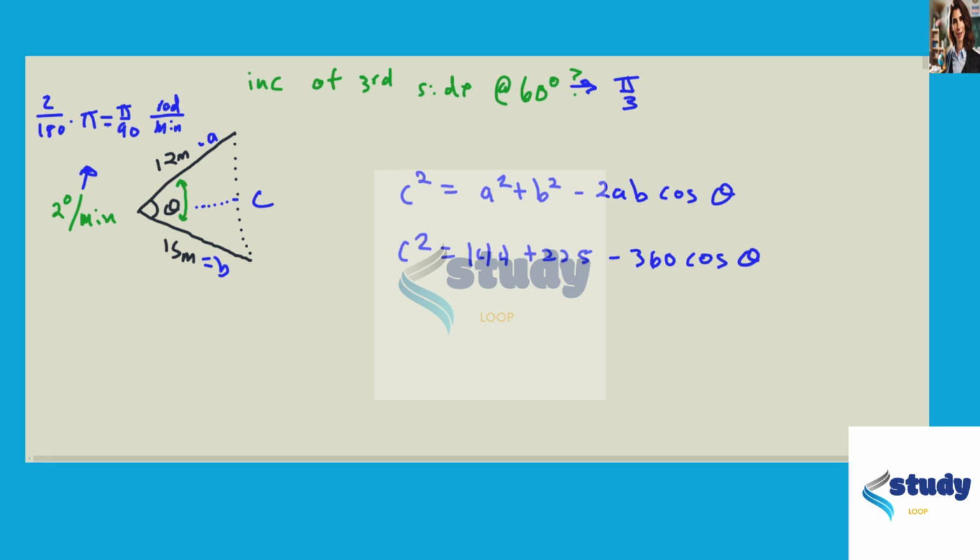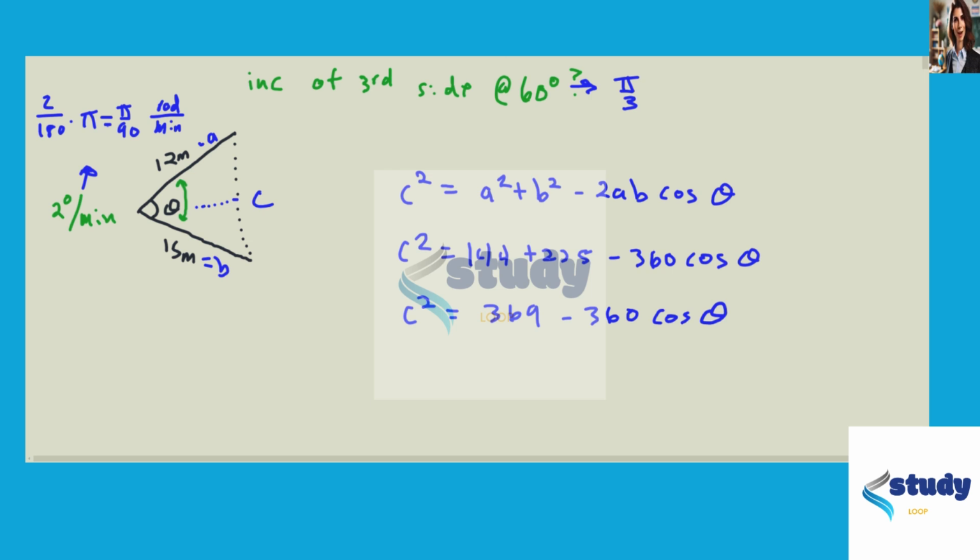Okay, and since theta and c are going to be changing, we don't want to plug anything in for those, at least not yet. But let's simplify this a little bit. 144 plus 225 is 369. So c squared is equal to 369 minus 360 cosine theta. Now we have this relationship between the angle theta and our side c.